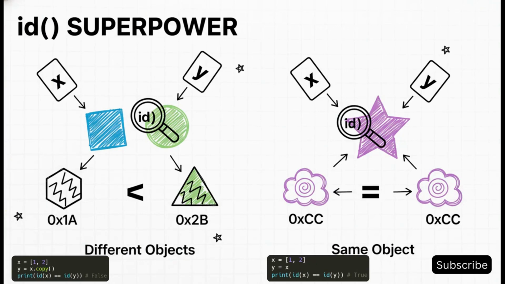So how can you be sure? How can you prove what's really going on? Well, you have a debugging superpower built right into Python, the id function. If you are ever confused about whether two variables point to the same object, just compare their IDs. If the IDs are the same, they are pointing to the exact same spot in memory. id is the truth. It never lies.